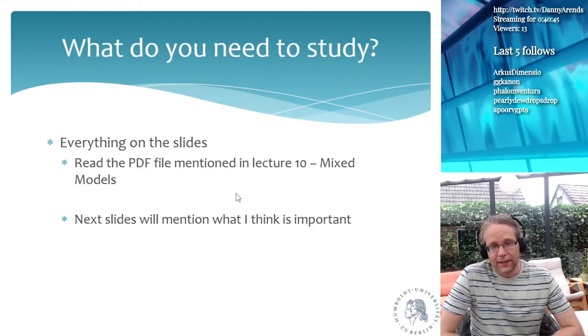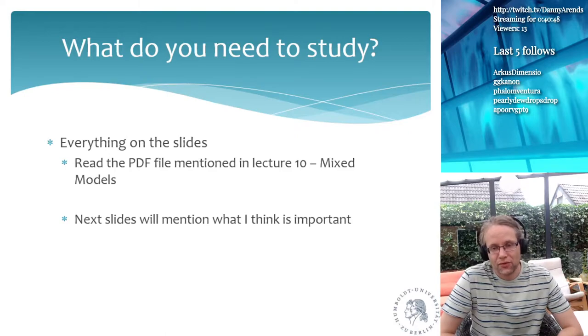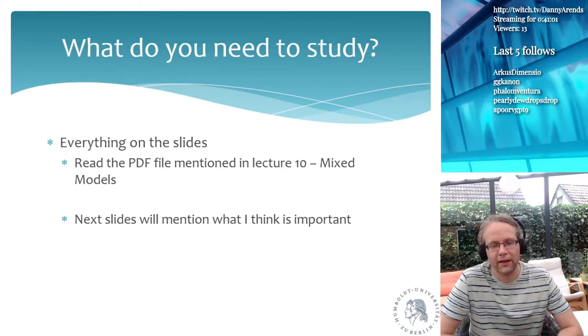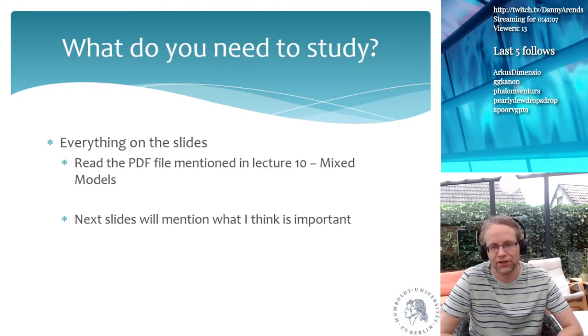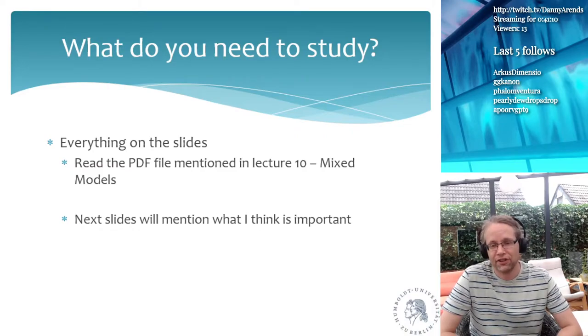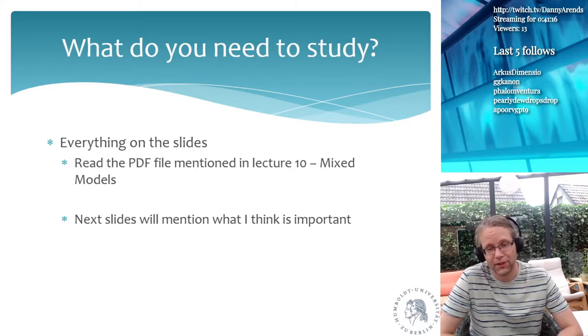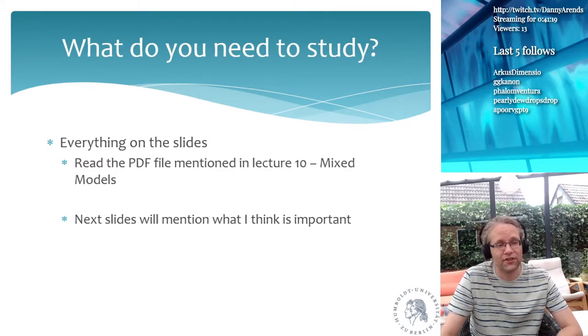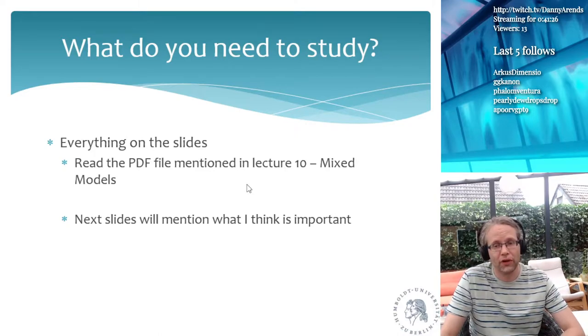So what do you need to study? Everything on the slides, as well as the PDF about the mixed models. Of course, there's a lot of slides, and not everything is as important, but remember that if I feel really sneaky, I could come up with really difficult questions about some of the slides. So if it's not on this slide, or it doesn't mention that, it doesn't mean that it's not on the exam. It's just less likely to be on the exam. But everything on the slides is fair game. So just read the slides and read the PDF. There will be at least one question about the PDF, just to make sure that you guys read it.